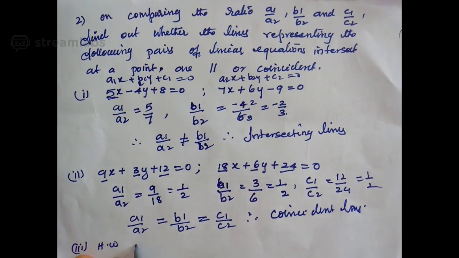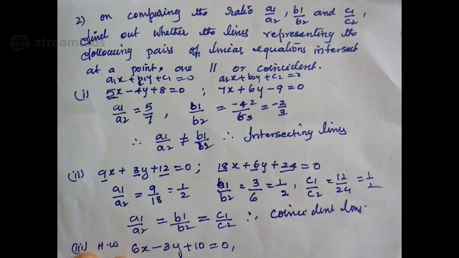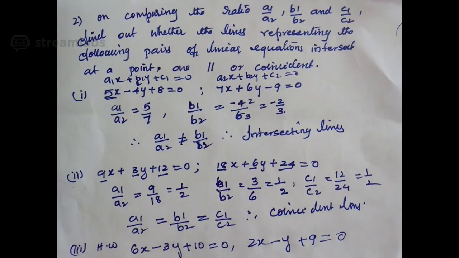And the third one, you can take it as homework. That is 6x minus 3y plus 10 is equal to 0 and 2x minus y plus 9 is equal to 0. This is the homework.